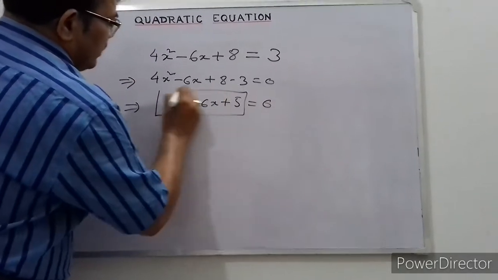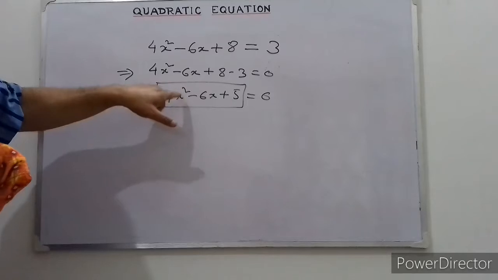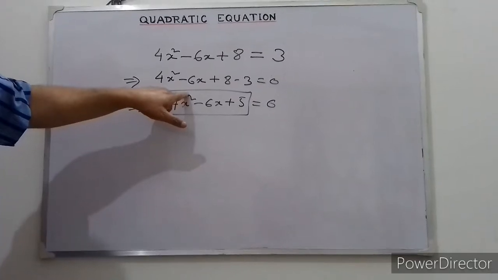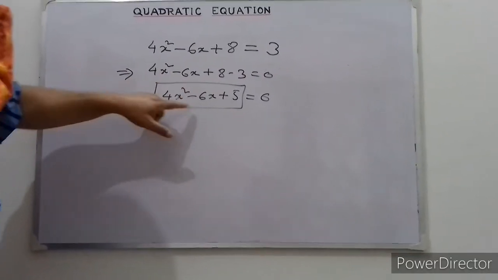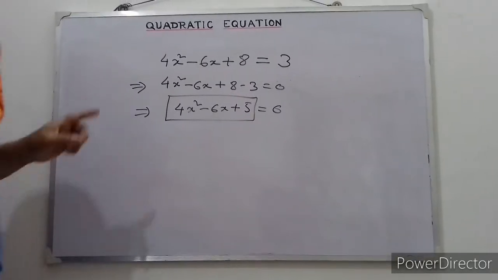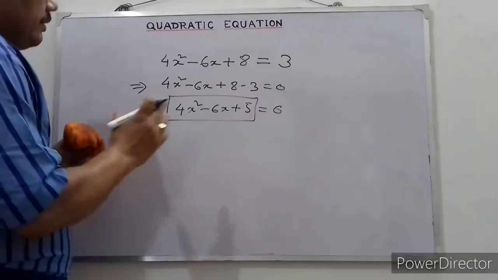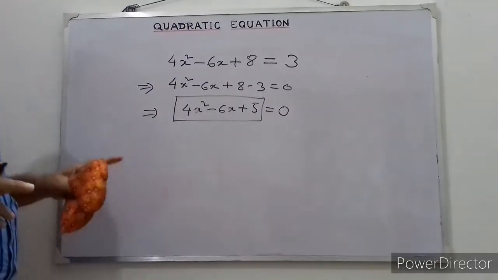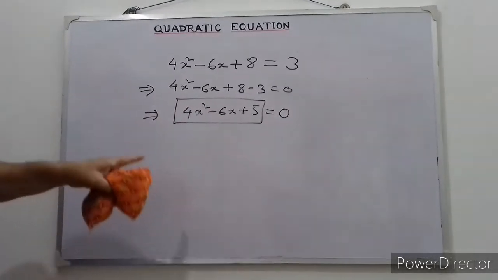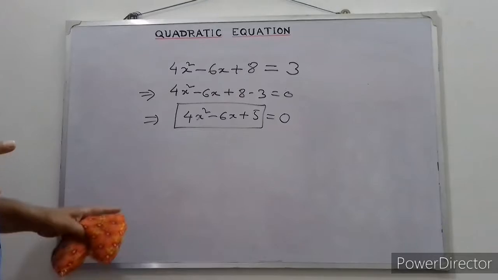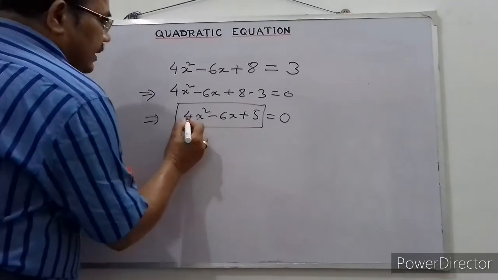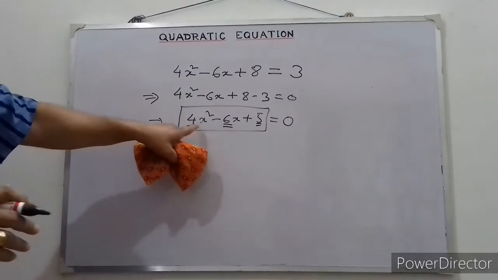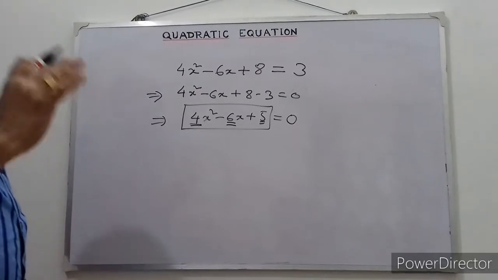So this expression has only one variable, x, but the maximum power of that variable is 2. So this is a second degree polynomial or polynomial of degree 2. If in any expression the degree of polynomial is 2 and there is only one variable, then this is called a quadratic equation. But there are some conditions that these three, what I have underlined, must be real numbers and constant numbers.